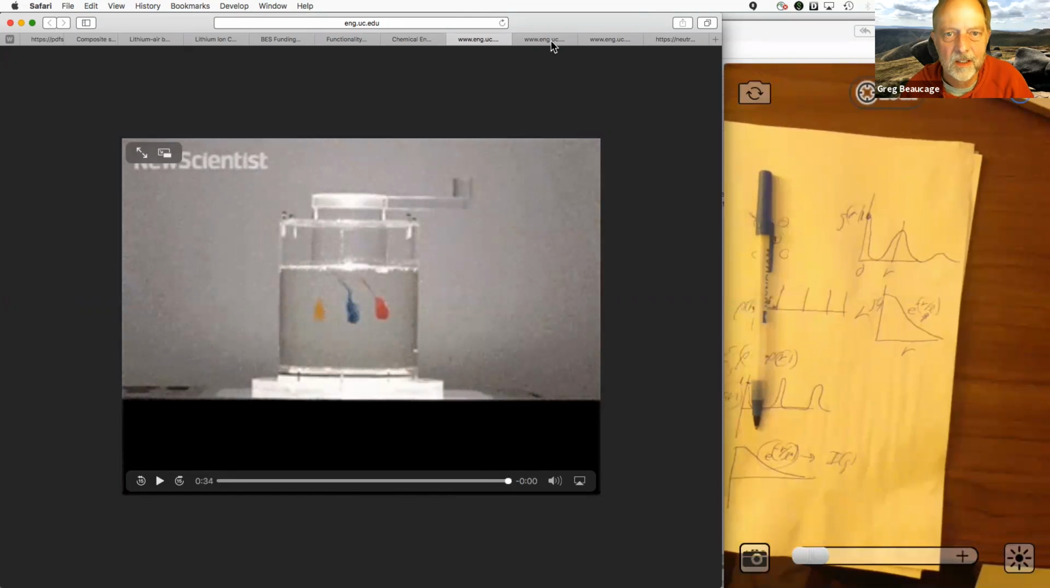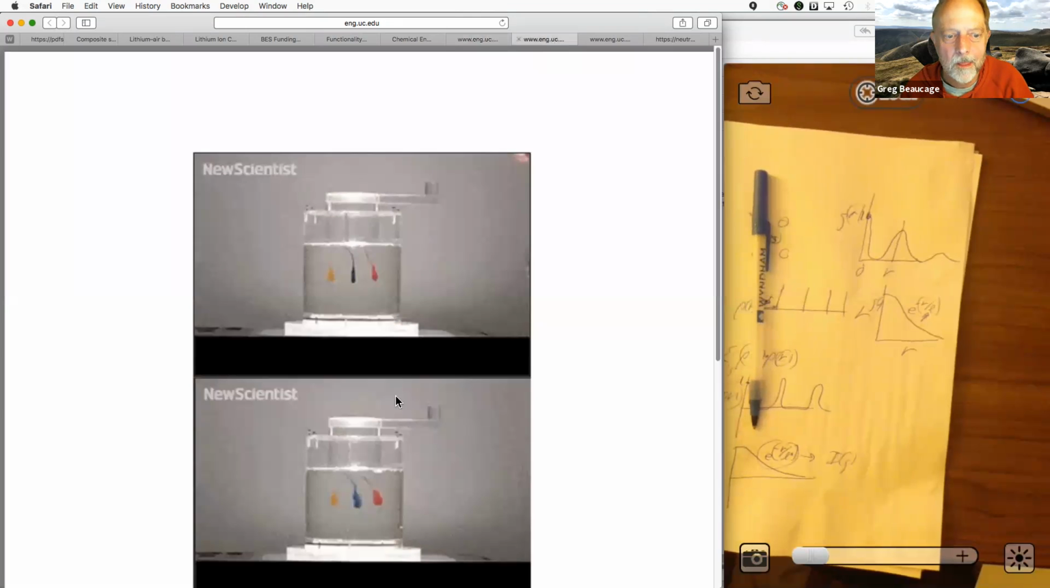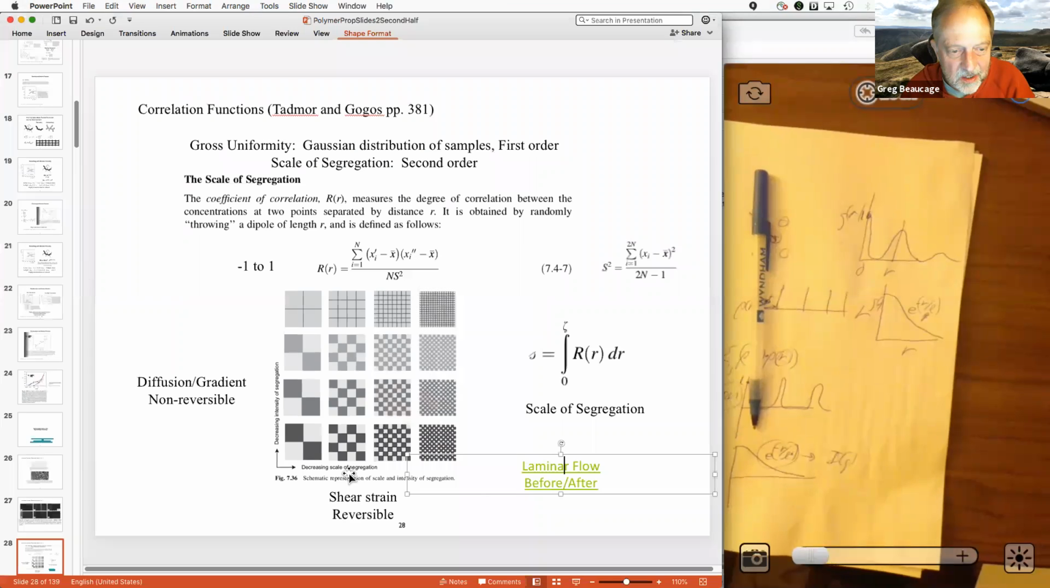So let's see. This is the before and after of that. You can see that some diffusion happens. The losing of the dark and the material diffusing out, that's diffusion. But as far as the breaking apart of the streams, that's a reversible feature. So laminar flow is reversible. That kind of demonstrates it. Basically, that's just got to do with this mixing. But the scale of segregation basically has to do with this dispersive mixing idea in these systems, right?